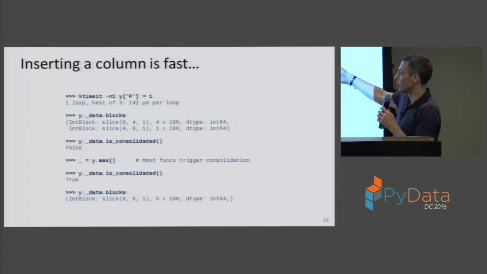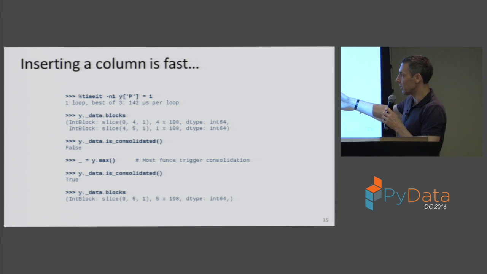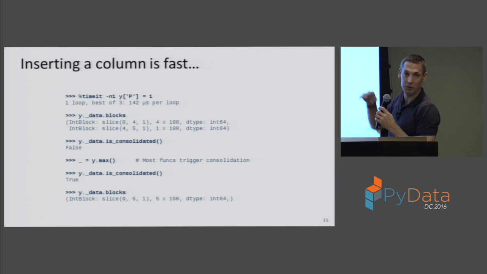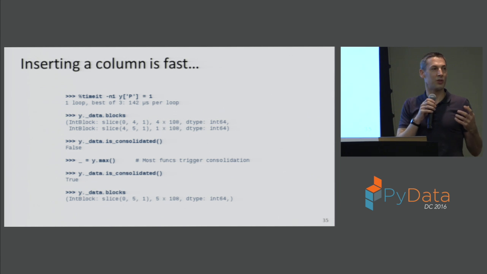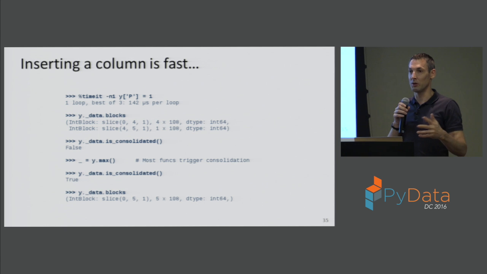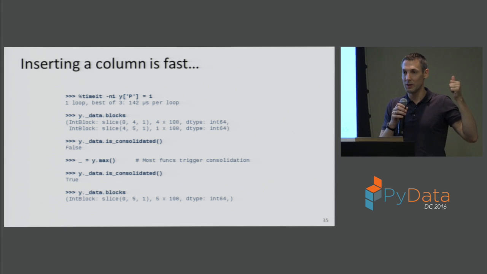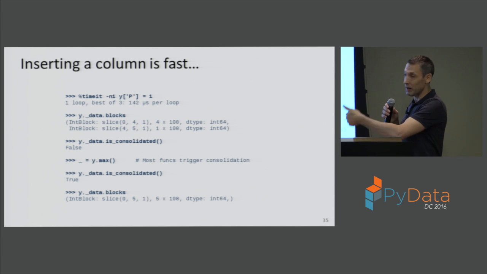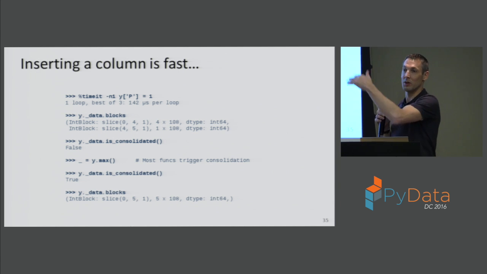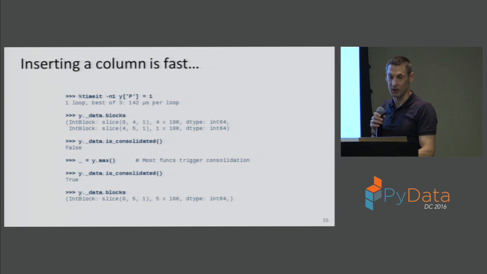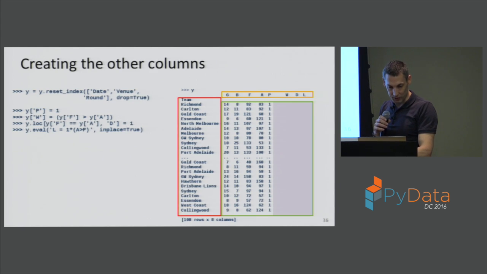And so then it will do that behind the scenes, and so this flag, the data is consolidated, would be true. And it actually has just one block in the block manager rather than two there. So inserting columns is really fast. And this is one of the things that you might think is relatively slow, so you try and defer it. But actually, pulling out a series from a data frame is blindingly fast because everything is cached. Adding a column to a data frame is blindingly fast until you start to do calculations on it, and then it all gets consolidated.